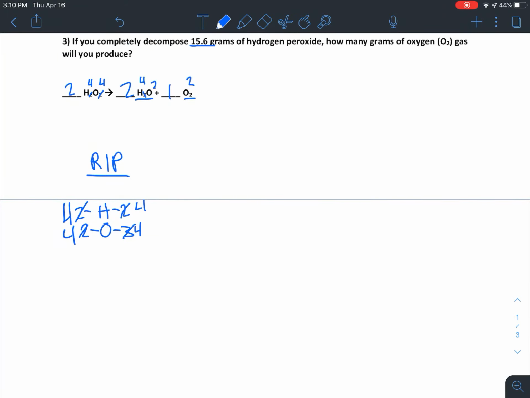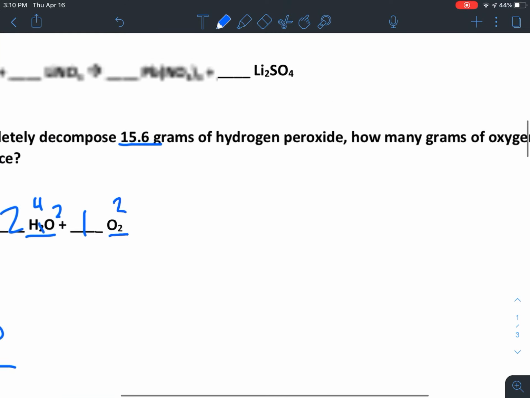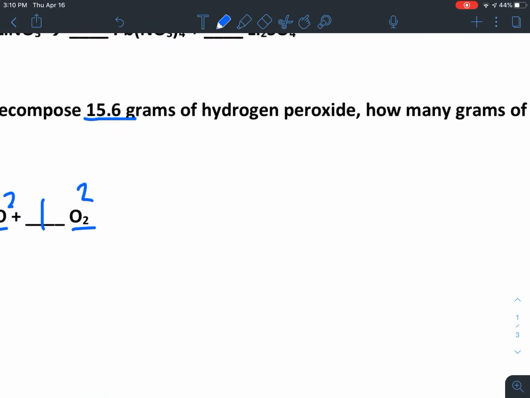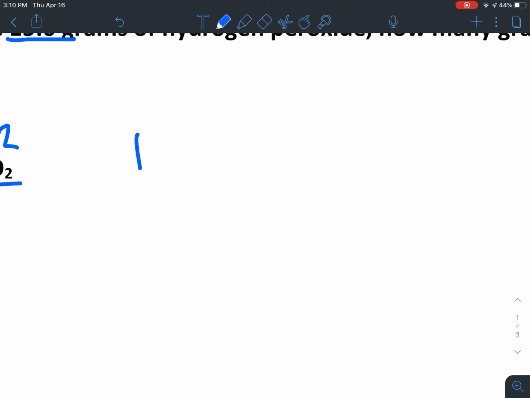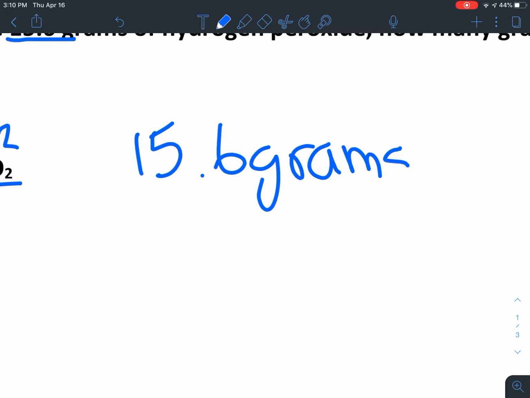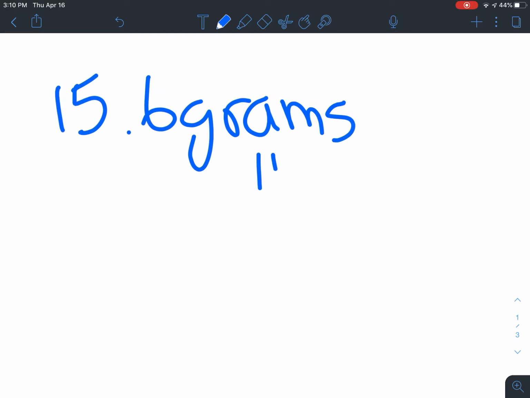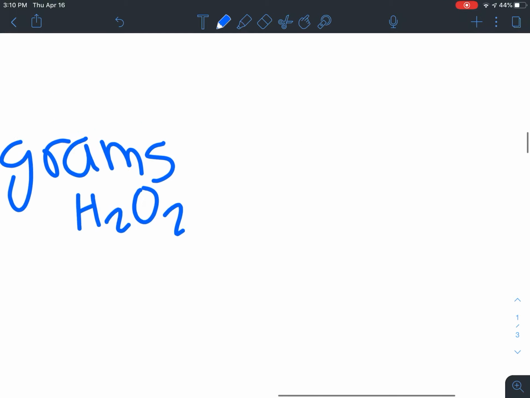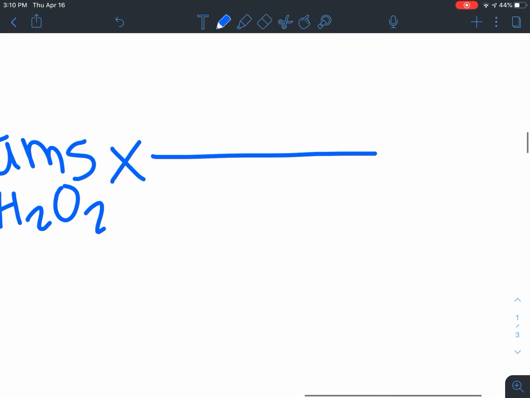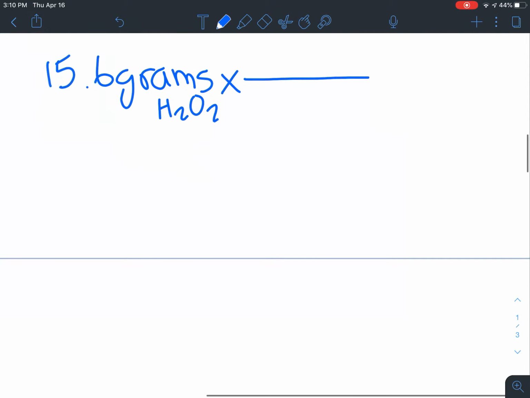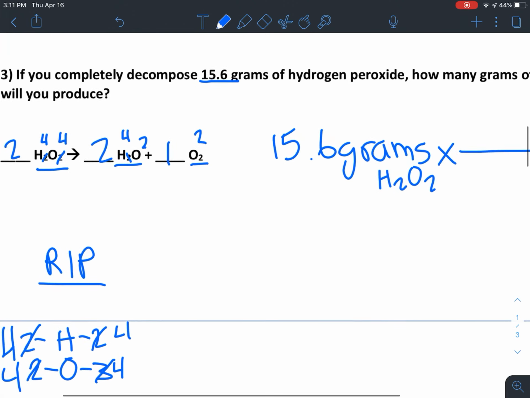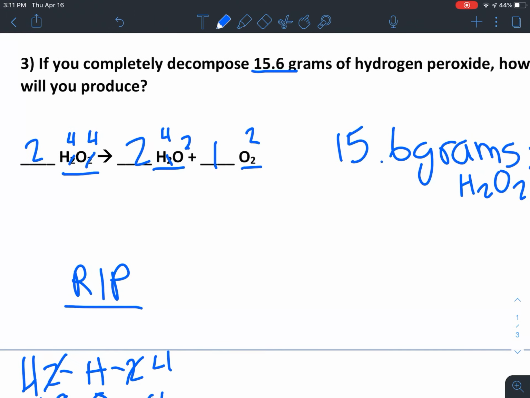So now we have balanced out the equation, we can go on and start the long process of the problem. So knowing that we have to decompose 15.6 grams, and we are looking at H2O2. Now we have to multiply it, and on the bottom we have to find the product of H2O2 mass.